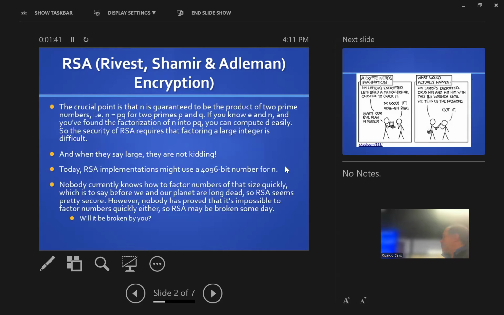I'm wrapping up right now, but the key idea, the crucial point, is that n is guaranteed to be the product of two prime numbers, right? And you know this, right? So n equals p times q for two prime numbers, p and q. If you know e and n, and you found the factorization of n into p and q, you can compute d easily. So the security of RSA requires that factoring of large integers is difficult, right?